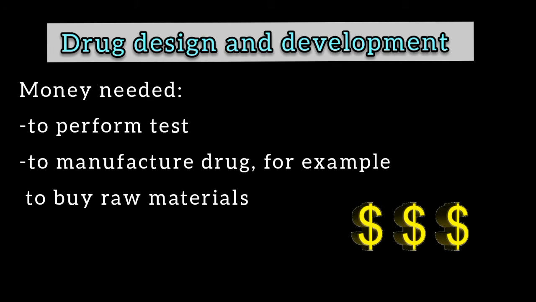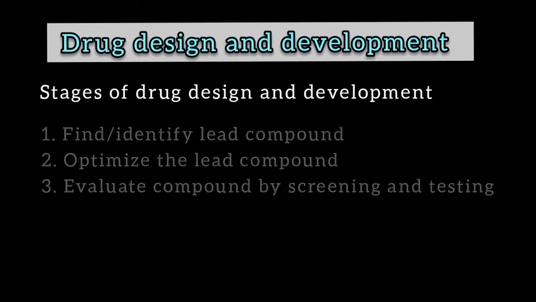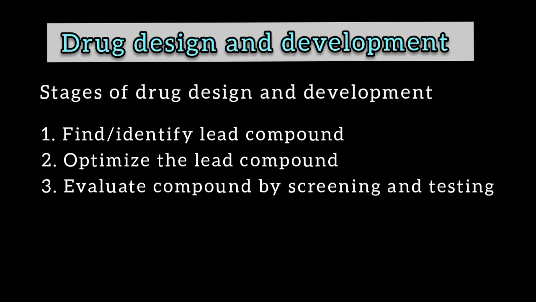I'm just going to go ahead and list the stages of drug design and development. First stage is to actually find the lead compound. The second stage is to optimize the molecule. To optimize is basically to try and change the structure, to modify the structure so that it can exert the best therapeutic outcome or effect as possible.